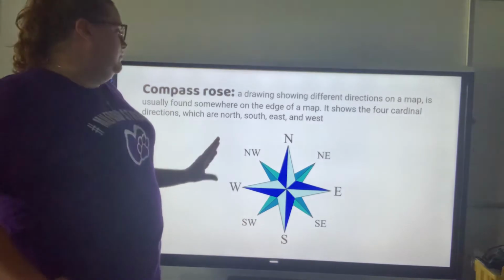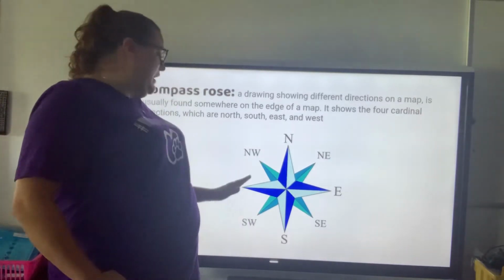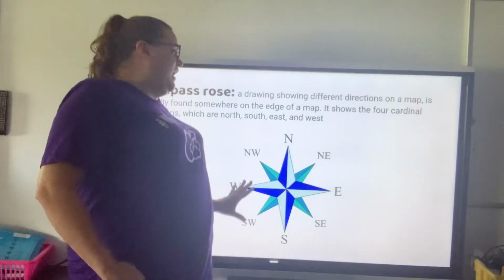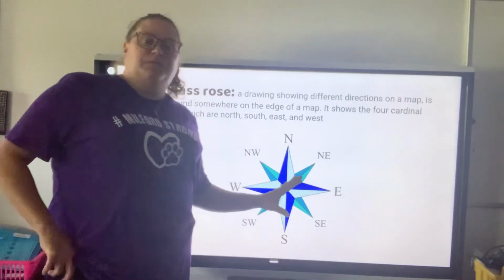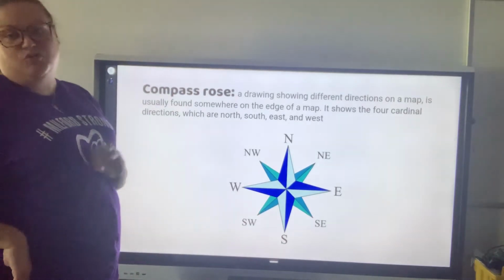And it usually shows not just the 4 main directions, which would be north, east, south, and west, but the other ones as well. Sometimes it'll be very elaborate. But a compass rose is a compass that is drawn on the map so you can determine directions.